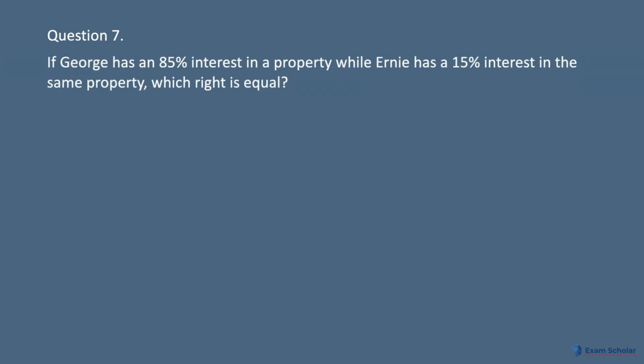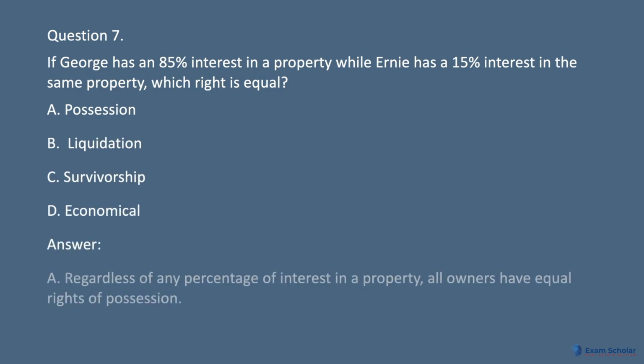Question 7. If George has an 85% interest in a property while Ernie has a 15% interest in the same property, which right is equal? A. Possession. B. Liquidation. C. Survivorship. D. Economical. Answer. A. Regardless of any percentage of interest in a property, all owners have equal rights of possession.